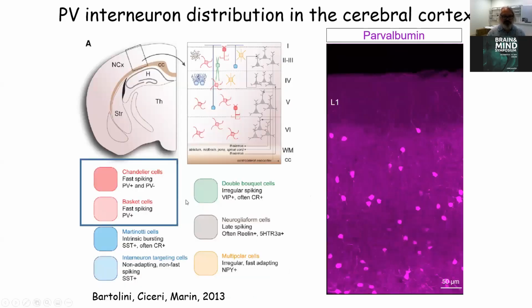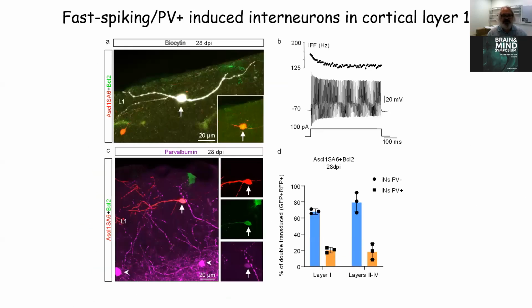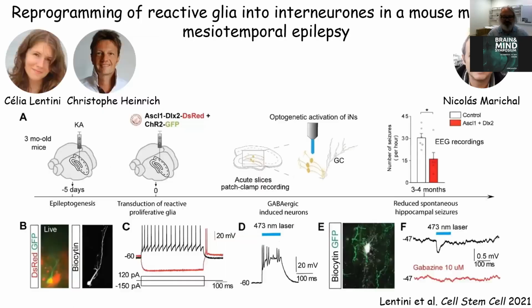So this is the slide that shows you that there's no PV staining in layer 1, while PV neurons occur all throughout the cortex. And there was a slight problem in the organization of my slides. So this is the slide which shows that we can actually induce a PV phenotype in layer 1, where you normally wouldn't find this. And we also see that in this layer we find fast-spiking interneurons that you normally wouldn't find in layer 1.